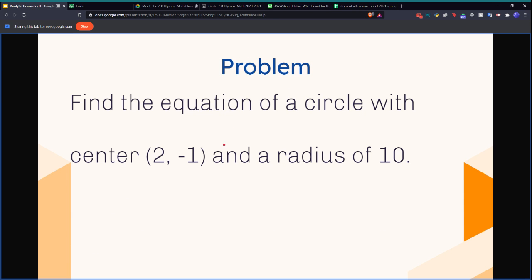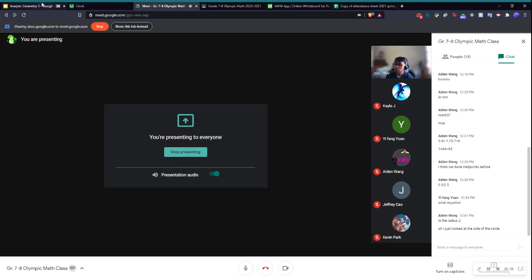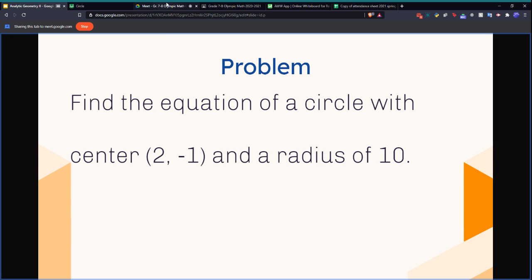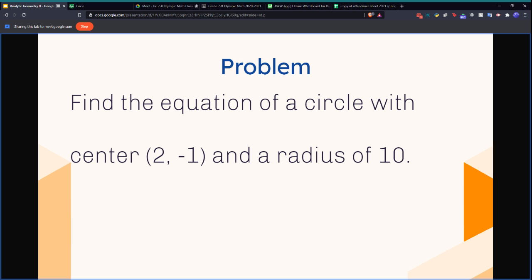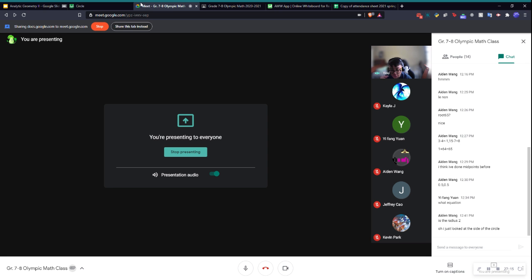Okay, so here's the problem we're going to solve. Find the equation of a circle with center (2, -1) and a radius of 10. I'll give you guys a minute to solve that, or just a couple of seconds. It shouldn't take too long. If you have an answer, just type it in chat or unmute yourself.